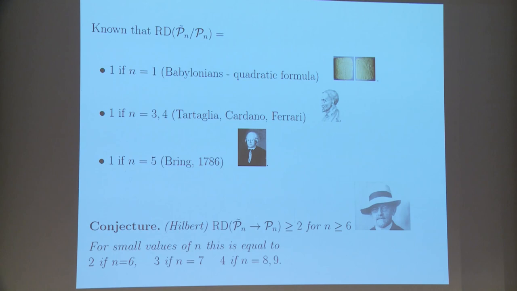And one thing is he had already shown an upper bound in these small cases. He checked that the resolvent degree was at most this value in each of these cases, in particular in the case of 9, the fact that 9 is the same as 8 is a slightly tricky argument.